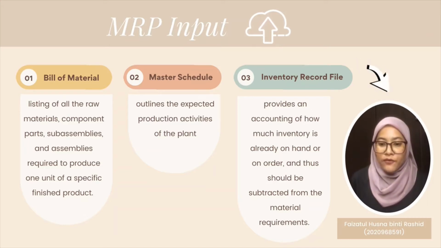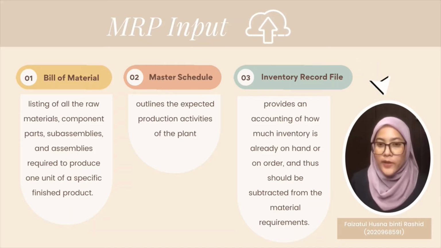The inventory record file is used to track information on the status of each item by time period. This includes gross requirements, scheduled receipts, and the expected amount on hand. It also includes other details for each item, such as the supplier, the lead time, and the lot size. The lot size is the total quantity of a product ordered for manufacturing.